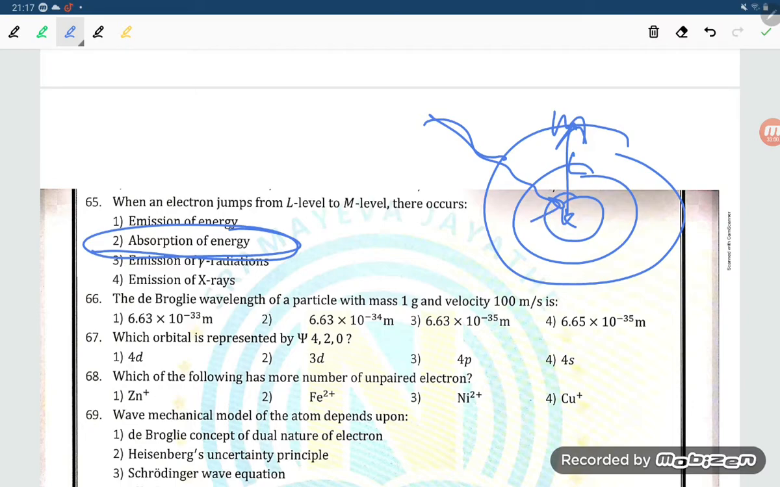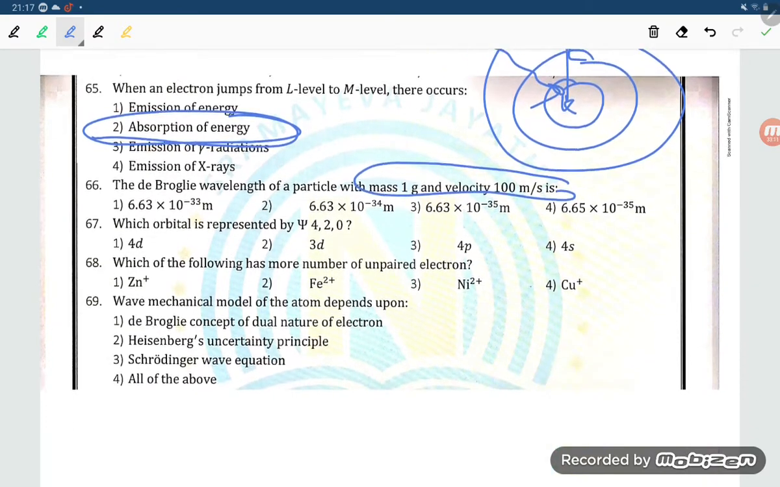Next one, question number 66. What is question number 66, student? The de Broglie wavelength of a particle with mass 1 gram and velocity 100. This is also quite a good question, student.